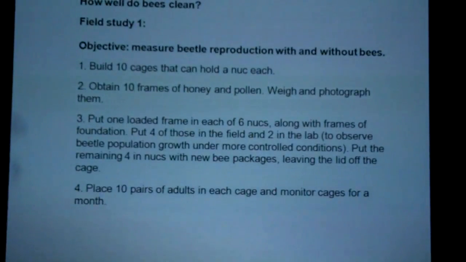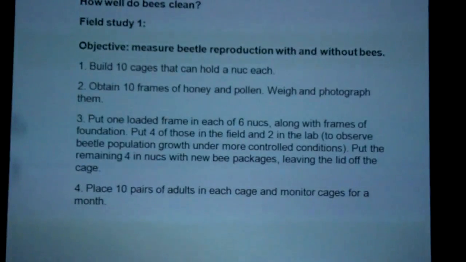And we put in a frame of honey and pollen. Okay? And in half of those cages we put bees, a package of bees. So we know there's few or no hive beetles in these packages. And in the other half, we don't put anything in the cage, we just put a lid on it so that no bees or anything can get in there.